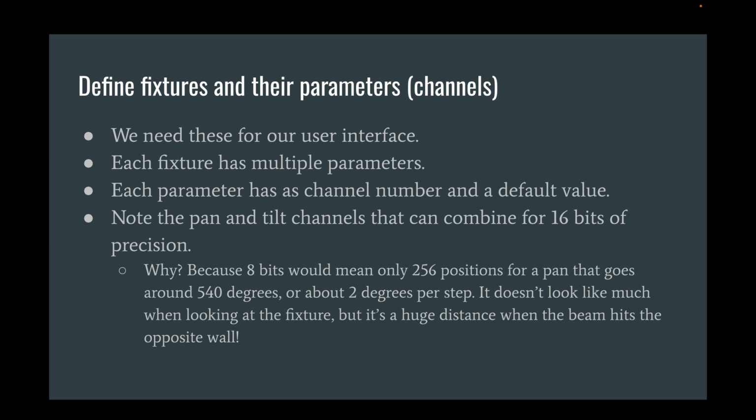And as I said, the reason why is because for a fixture like this that rotates 540 degrees, 8 bits would only give you 256 positions, which ends up being about 2 degrees, which doesn't look like a lot when you're looking at the fixture itself, but shine that across the room at a wall, and 2 degrees might move it over a foot. It's a substantial difference, right? So that's why we have that available.